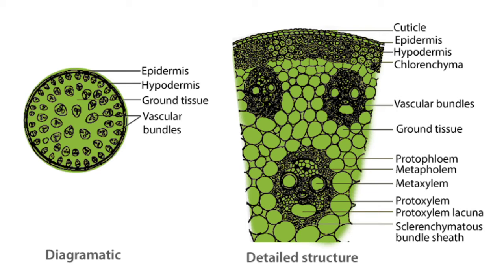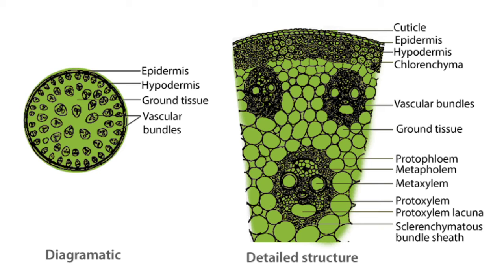And here you can see, is there any pith? No, there is no pith. Look, this ground tissue is completely filled with numerous scattered vascular bundles. So this is the structure of the monocot stem. As you have studied, there are many differences from the dicot stem.